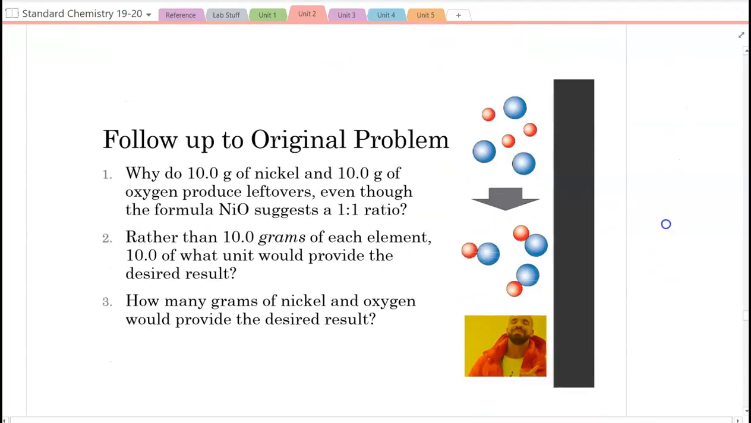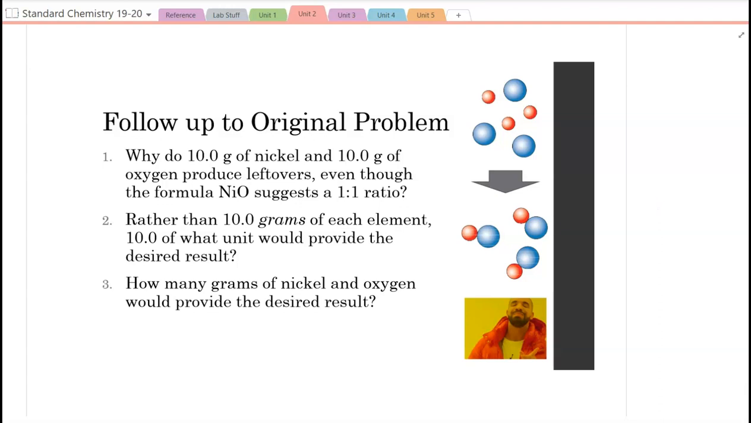So to wrap it up and bring it back to the original question: why do 10 grams of nickel and 10 grams of oxygen have leftovers, even though the formula itself suggests a 1-to-1 ratio? That's because gram amounts don't accurately represent the number of particles that are there. If we want to make sure that there's no leftovers, we have to make sure that each atom of nickel has a corresponding atom of oxygen. But unfortunately, with 10 grams of each, grams don't reflect the number of particles.